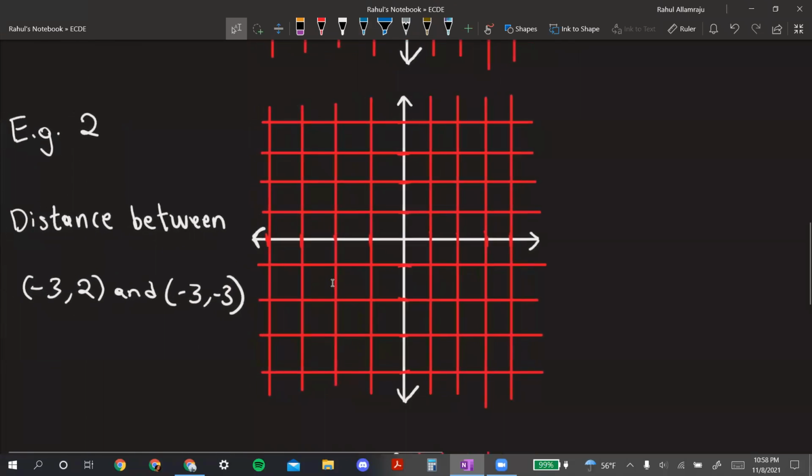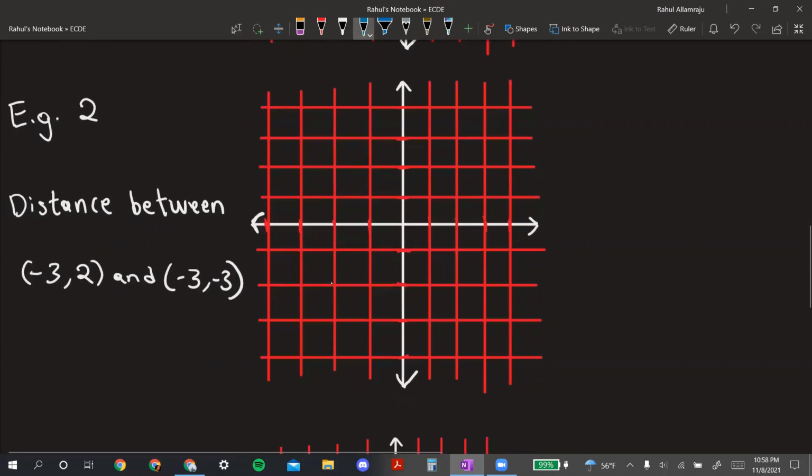Let's look at the second example. Find the distance between -3, 2 and -3, -3. So let's do this -3. -1, -2, -3. Notice here that the x coordinates for both are the same. So -3, and you're going up 2 units. This is where the first point is. Let's just label it A. And the second point will be -3, -3.